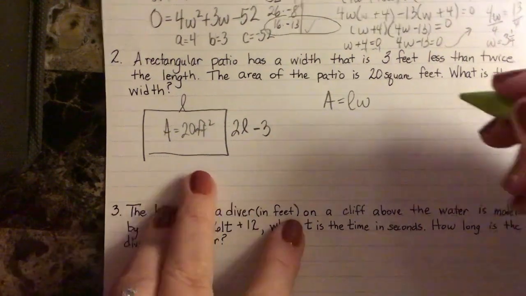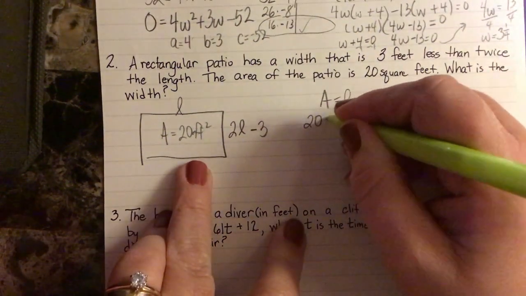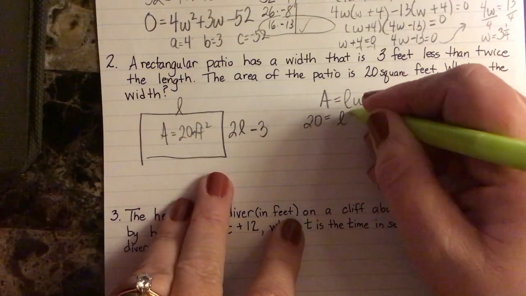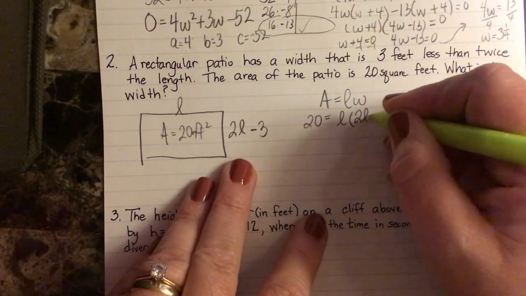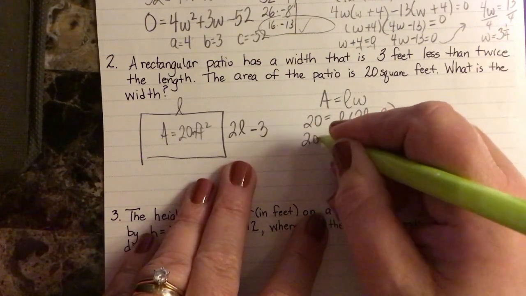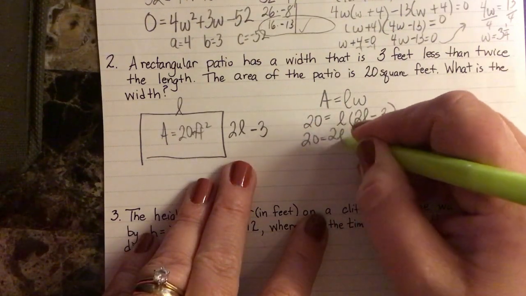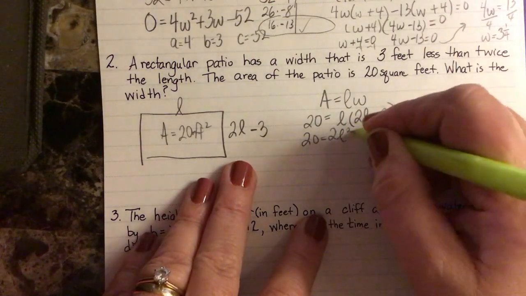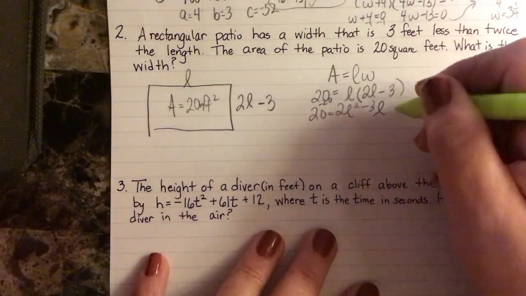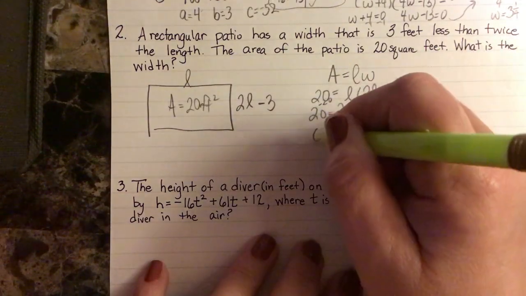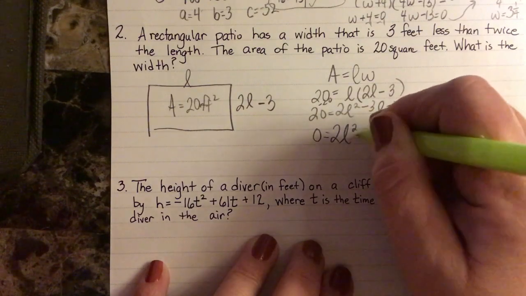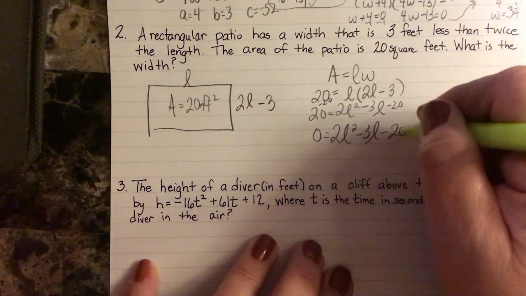I will put 20 for the area. I'll put L for L, and 2 times length minus 3. Next I'm going to distribute, so that'd be 2L squared minus 3L. I'm going to subtract 20. So 2L squared minus 3L minus 20.